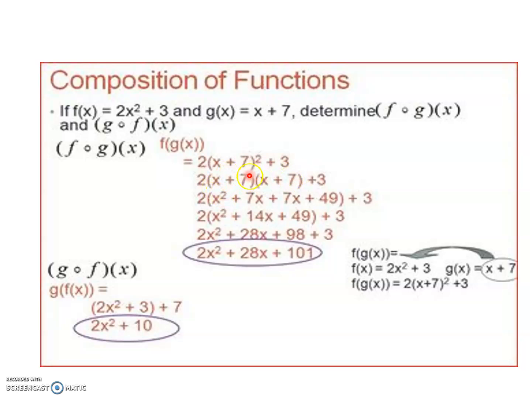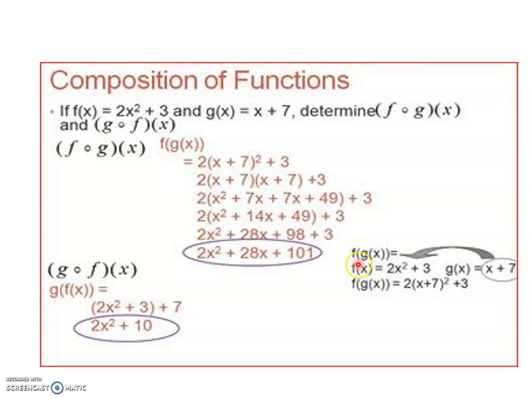We know that (x plus 7) whole bracket square is x plus 7 into x plus 7. It is obviously x square plus 7x plus 7x plus 7 into 7, 49. We have to break the bracket multiplication here. Plus 3 remains the same. Now we have to simplify x square plus 14x plus 49. We have to multiply 2 in the bracket. So 2x square plus 28x, 49 into 2, 98, plus 3 remains the same. We derive f circle g of x is 2x square plus 28x plus 101.